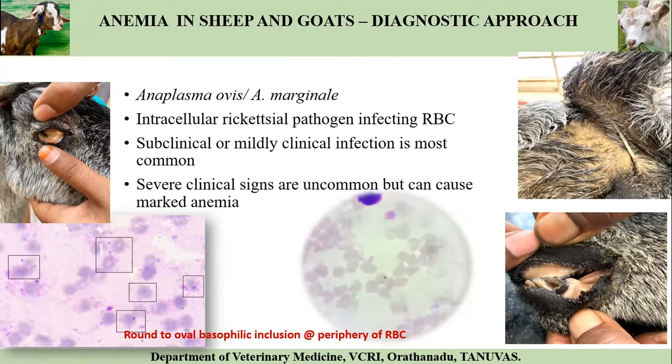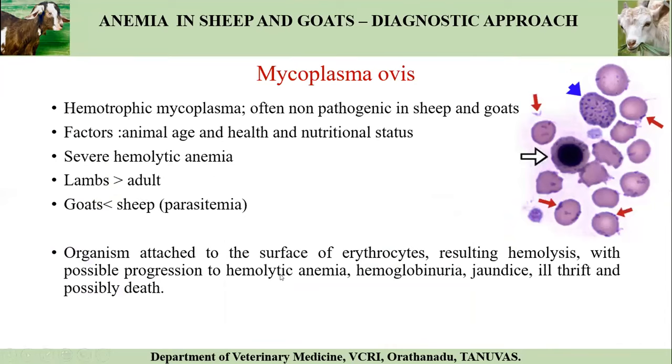Ticks act as vectors for Anaplasma ovis, but mechanical transmission via fomites or biting flies can also occur. Subclinical or mildly clinical infection is most common, whereas severe clinical signs are uncommon but can include marked anemia and death of the animal. The peripheral blood smear shows round to ovoid basophilic inclusions at the periphery of the RBCs.